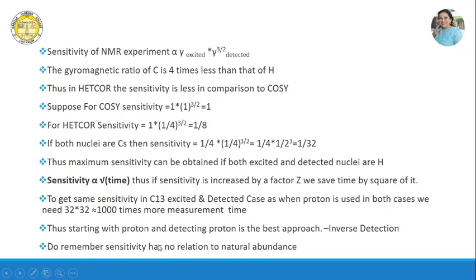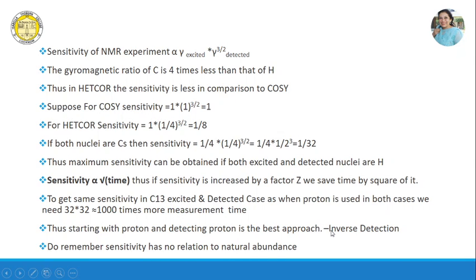So do remember, sensitivity has no relation to natural abundance. And sometimes it is asked why do you think that Hetcor takes much more time, or why do you think that a C13 2D NMR takes so much time? The students say that it takes more time because the natural abundance of C13 is much less. But that is not the case.